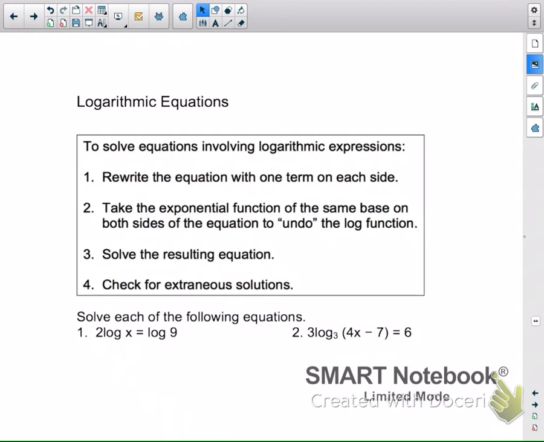1 has a log on each side, which means we're going to be able to cancel those. 3 only has a log on one side, which means we're going to have to learn how to get rid of a single log because you don't have one to cancel with it on the other side. Okay? So, the difference between questions 1 and 2.